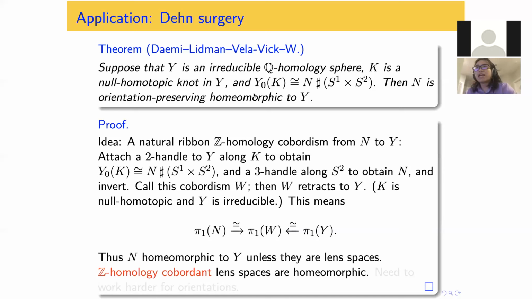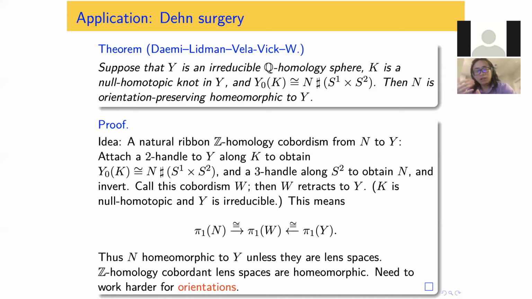Now, notice that I never said anything about orientation preserving homeomorphic here. We just proved that they are homeomorphic. So in order to see that they're orientation preserving homeomorphic, you have to work a little bit harder. I didn't write it down here, but basically, the degree 1 map I mentioned earlier is actually orientation preserving. So if N and Y are aspherical, then you're done by the Borel conjecture.